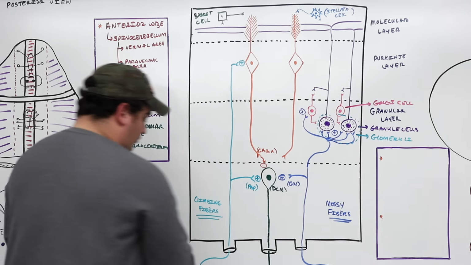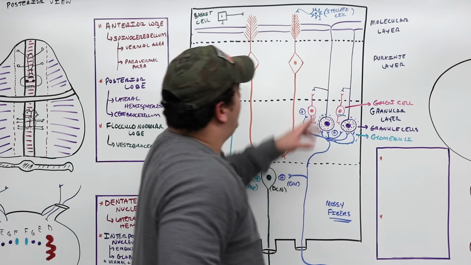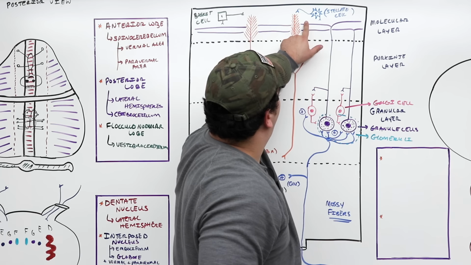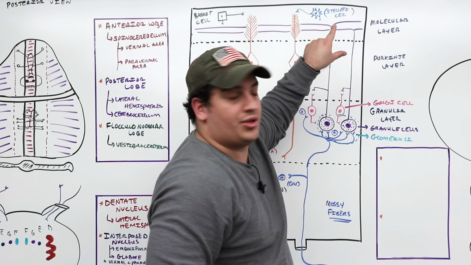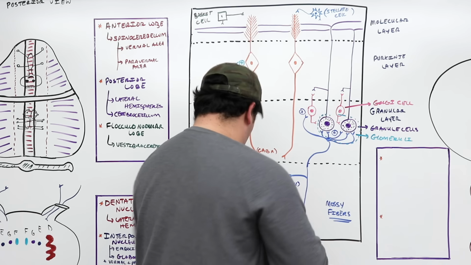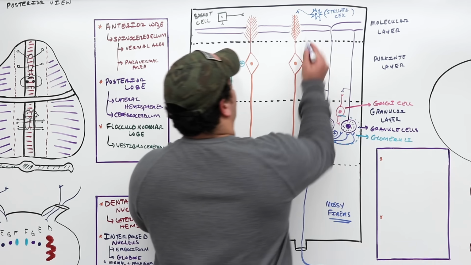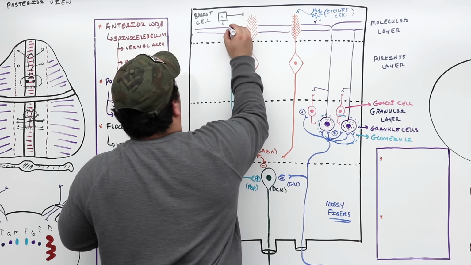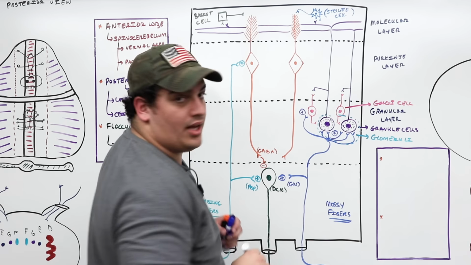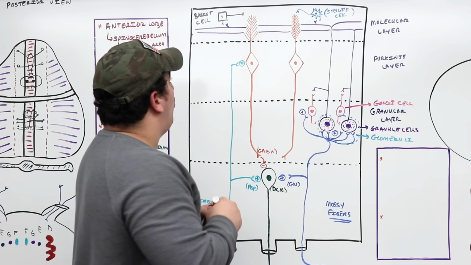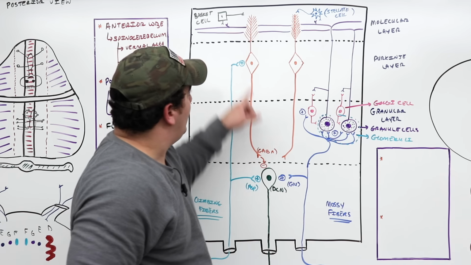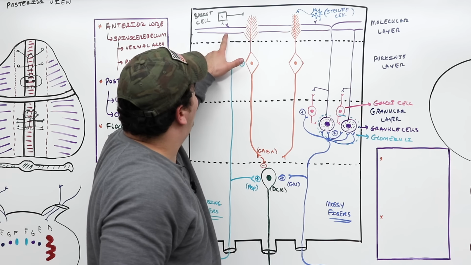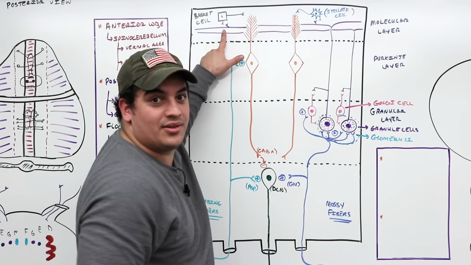Now, what happens is these granule cells, when they give their axons, they come up here and they can stimulate three important structures. They can give off axons that go to the stellate cells, and they can give off axons that go to the basket cells. Now, what did we say? Once these are activated, they're going to come up and they're going to give these axons to the basket cells.